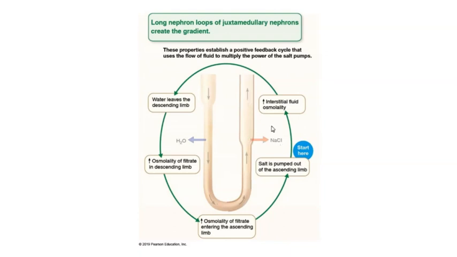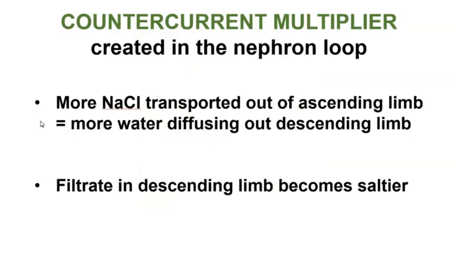Now, as salt is pumped out here, the osmolarity of the filtrate decreases. So water is pulled out in the descending limb, salt is pumped out in the ascending limb, which means that the body has reclaimed the water and the salt that it needs, and anything remaining in the filtrate will leave the body as urine. So this is a clever way that the kidney has built itself so that it can reclaim the proper amount of water and salt, and then anything remaining in the filtrate will become urine.